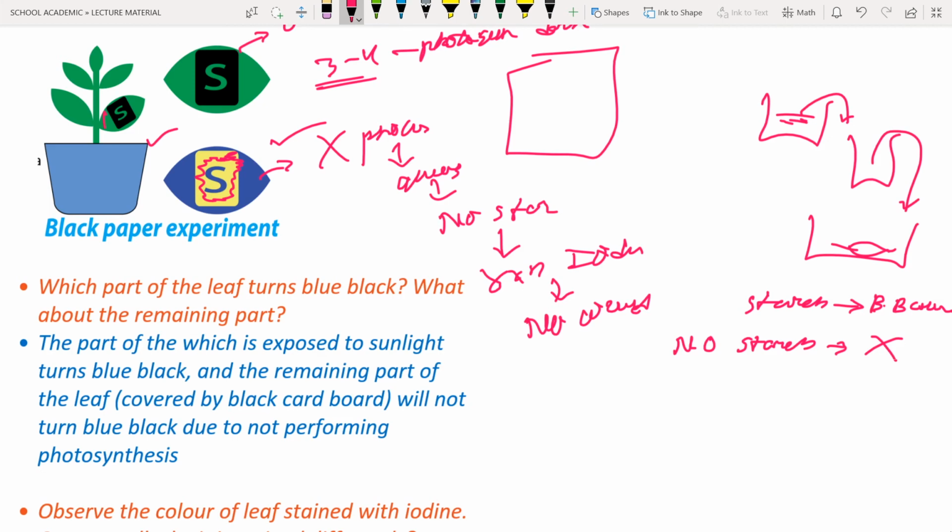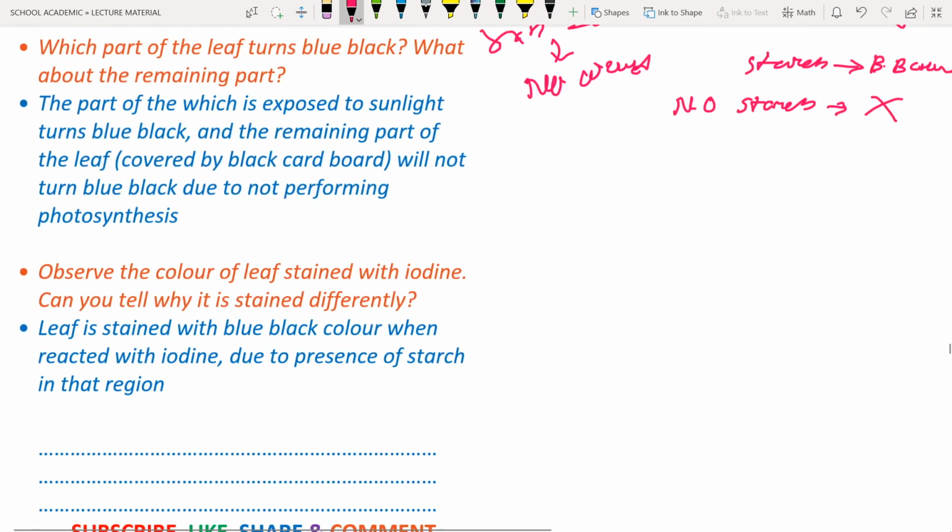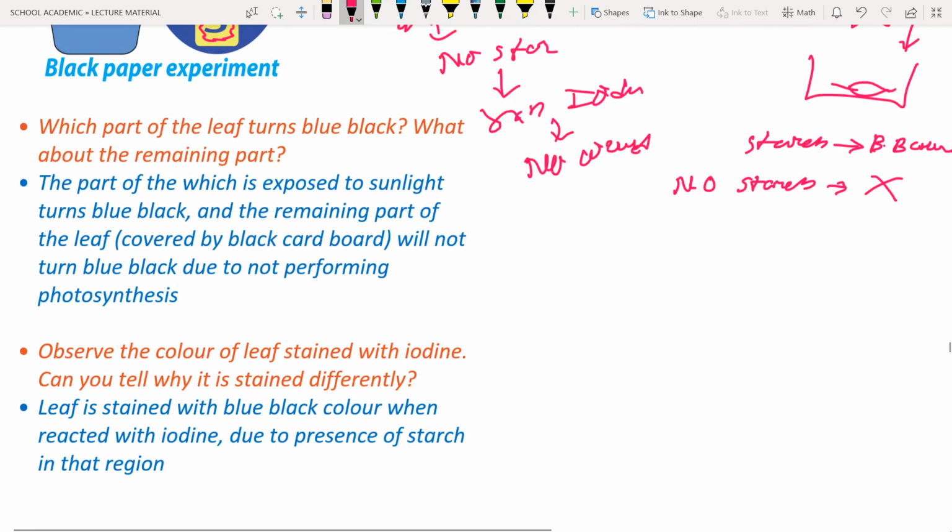We have a few questions. Which part of the leaf turns blue black, and what about the remaining part? The part of the leaf which is exposed to the sunlight will perform photosynthesis, and the remaining part which is not exposed to the sunlight will not perform photosynthesis. So this is the answer.